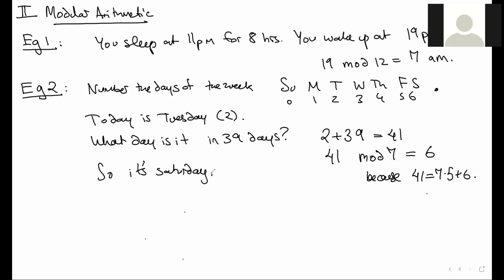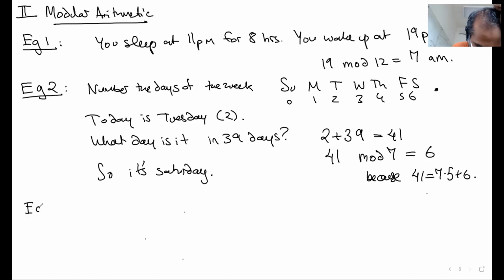Can we do like 2 plus 39 mod 7? Yeah, I'll get to that in a moment. You're asking a great question. Could you do 39 mod 7 and then add that to 2? The answer is yes. I'm going to explain why in a moment.